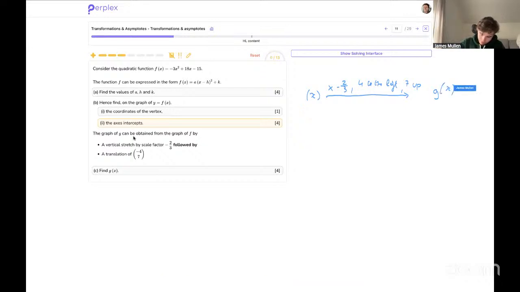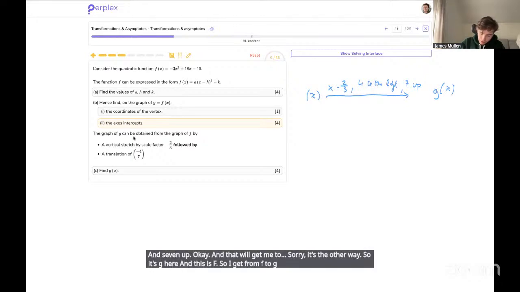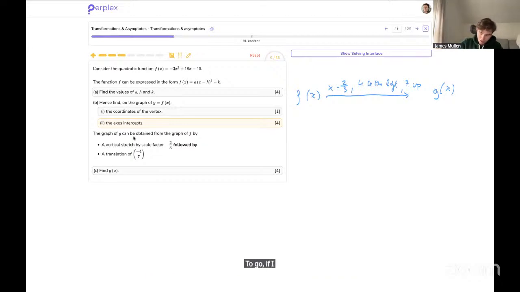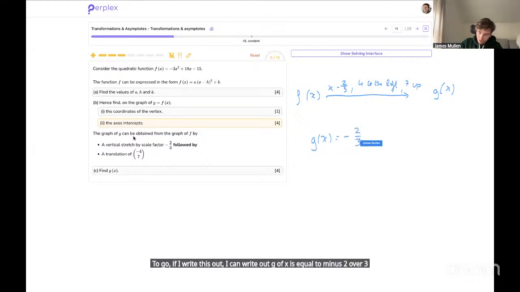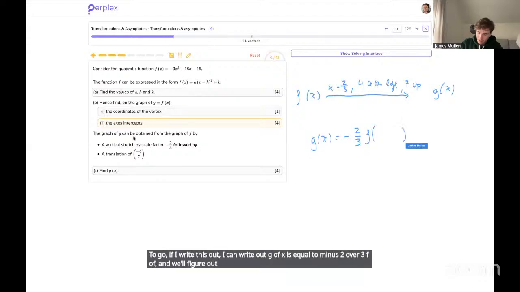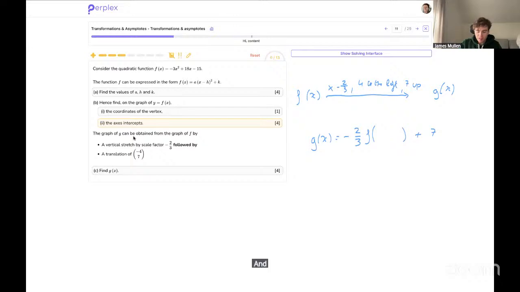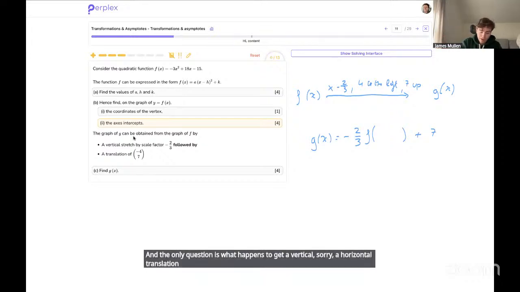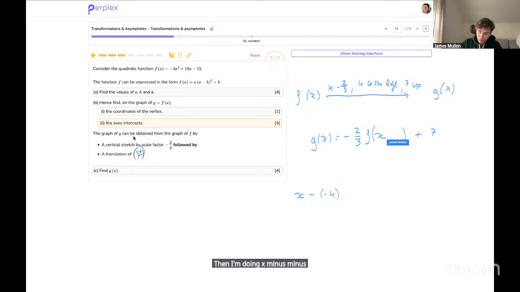And this is f. So I get from f to g. If I write this out, I can write g of x is equal to -2/3 f of, and we'll figure out what the inside is in a second, but then plus 7. So that's the vertical part sorted. The only question is what happens to get a horizontal translation of 4 units to the left. If I have a -4 here, then I'm doing x minus -4 inside the brackets, so x plus 4 inside the brackets. And therefore, that is the expression of g in terms of f.